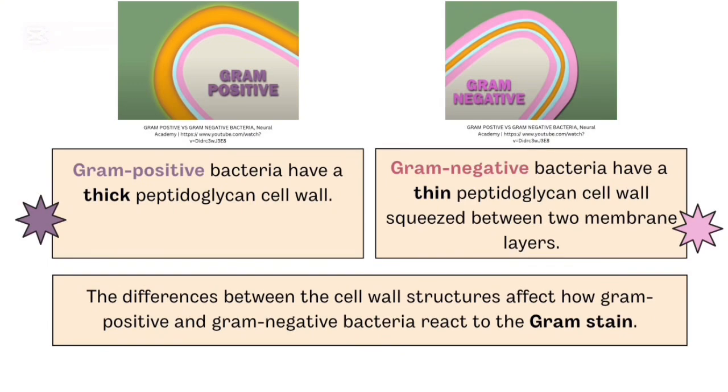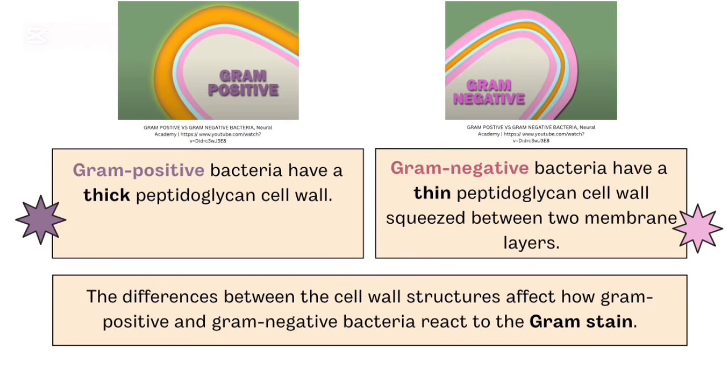Pictured here are the peptidoglycan cell walls of gram-positive and gram-negative bacteria. Looking at the left, gram-positive bacteria have a thick peptidoglycan cell wall. Meanwhile, on the right, gram-negative bacteria have a thin peptidoglycan cell wall, squeezed between two membrane layers. For reference, in the images, the peptidoglycan cell walls are highlighted in orange. The differences between the cell wall structures affect how gram-positive and gram-negative bacteria react to the gram stain, which we will explain right now.